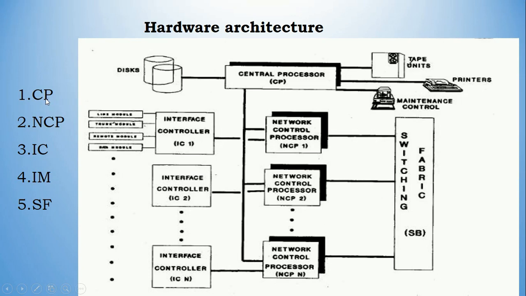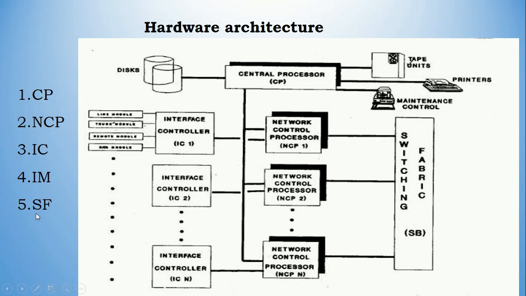First one is the higher level where you have CP, central processor, then NCP, network control processor, IC, this is interface controller, IM means interface modules. Earlier you may be knowing about line modules and trunk module. Other than that you'll be having remote module and some service module also. These we will call data module and remote module. All these modules come under IM, interface module.